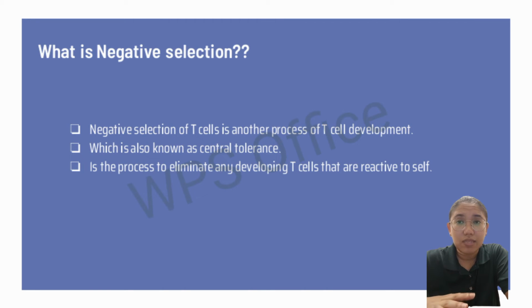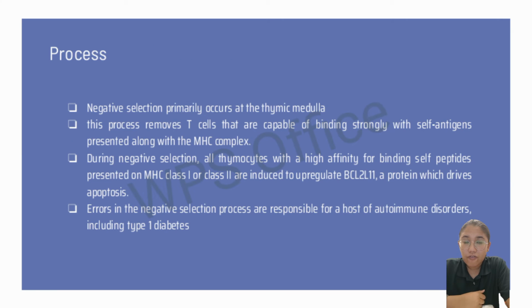Negative selection is the process to eliminate any developing T cells that are reactive to itself. And negative selection is essential to proper immune cell function because it helps to ensure that mature T cells do not recognize its self-antigens as foreign microbes. The process of negative selection of T cells primarily occurs in the thymic medulla.